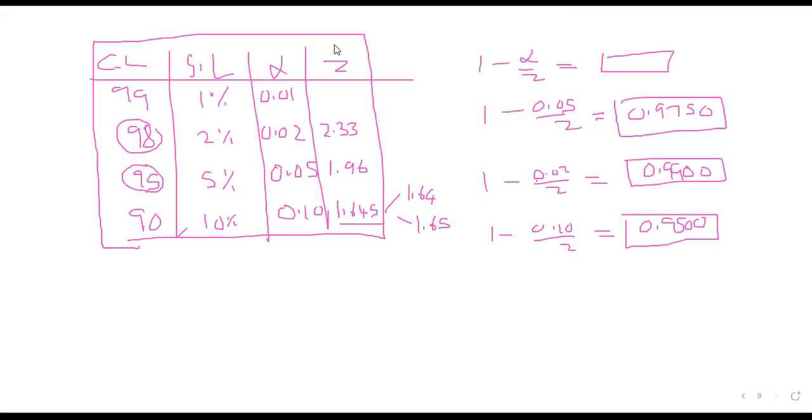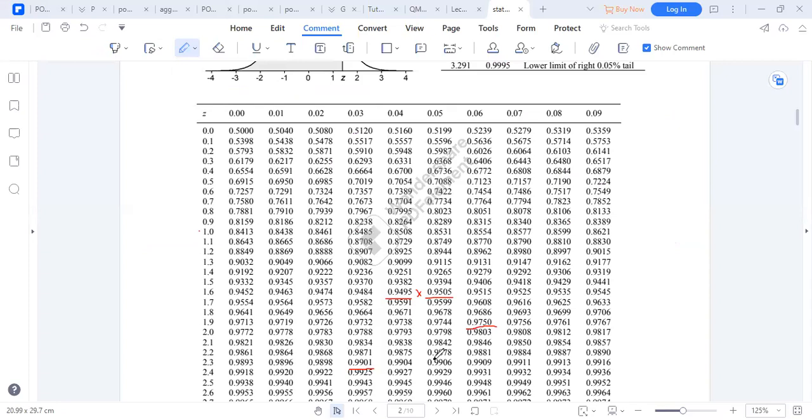Similarly, for 99%, 1 minus 0.01 divided by 2. What do we get? So 1.01 divided by 2, then 1 minus the answer. We're going to get 0.9950. So what we're going to find here is that 50 is between these two. This is 49 and this is 51, so 50 is equidistant. What is the exact figure here? 2.575. That is the exact figure.